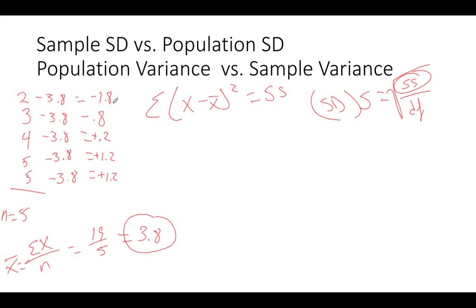So negative 1.8 plus negative 0.8 should be equal to negative 2.6. Negative 2.6 plus 0.2 should be negative 2.4. So plus 1.2 positive should now be equal to negative 1.2, and plus another 1.2 again should give us a value of 0. So here we want to make sure that we avoid that.